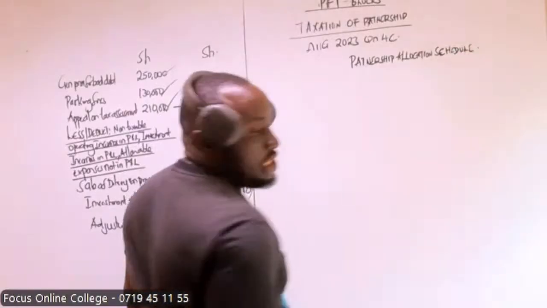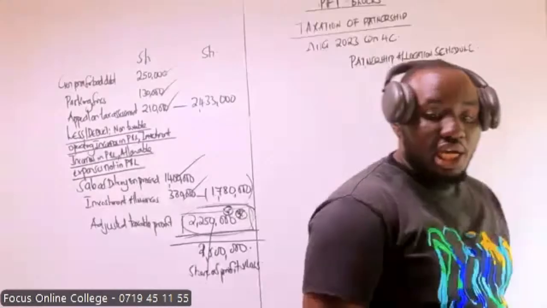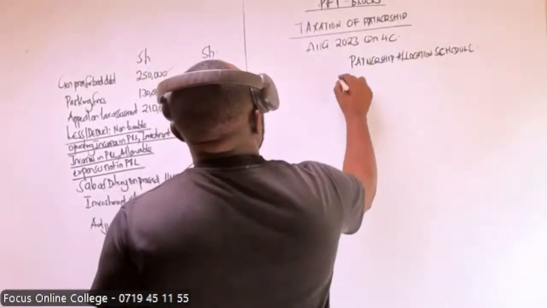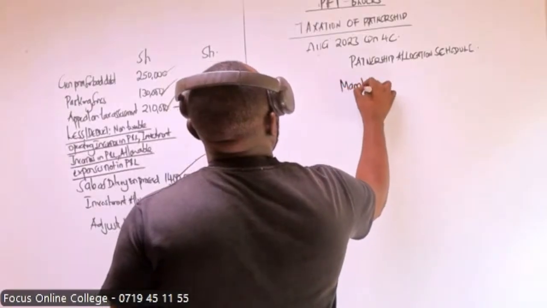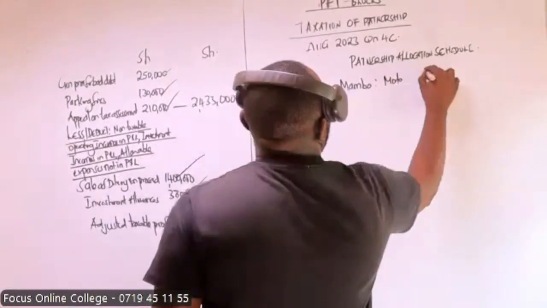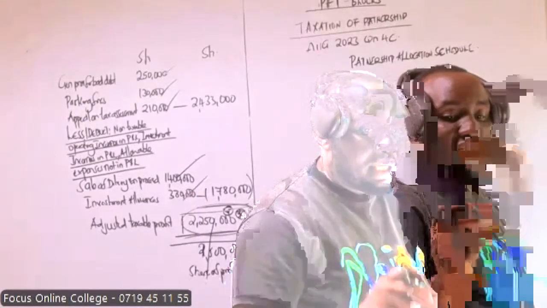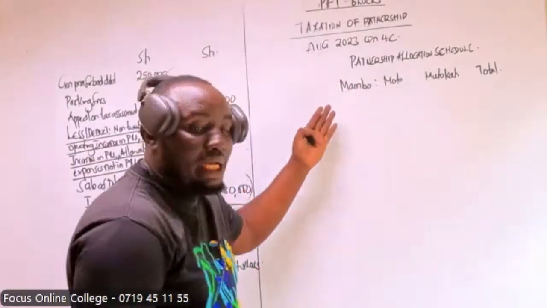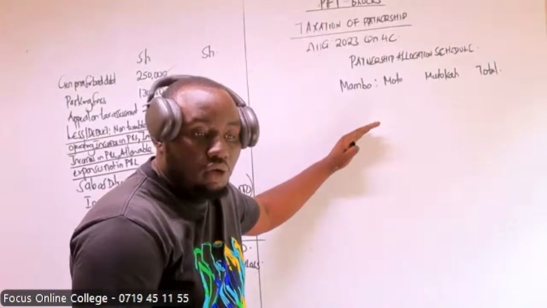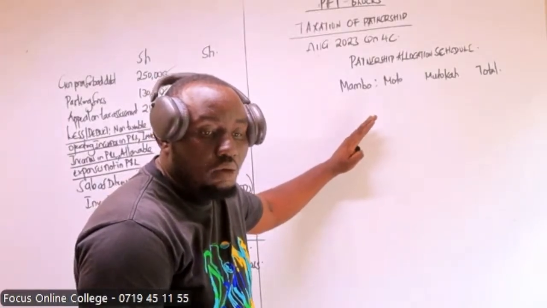On the partnership allocation schedule, how many partners do we have for this particular question? We have 3 partners: Mambo, Moto, and Motor car. Then we have interest on drawing. So what goes to the partnership allocation schedule? That means you need to understand the format of the partnership allocation. Did we provide the format for the partnership allocation schedule? Was it provided?